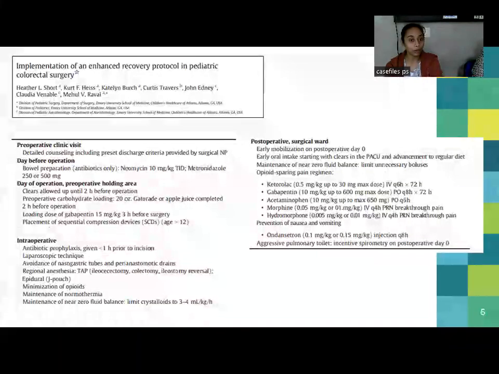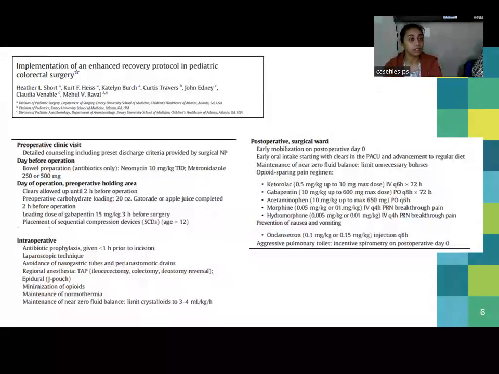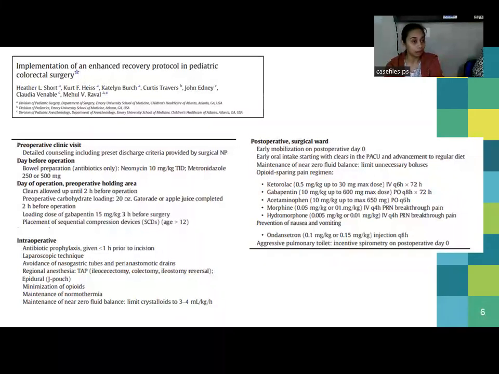However, we also go ahead with the ERAS protocol implementation for colorectal surgery even in pediatric populations, including intraoperatively a laparoscopic technique, which can be helpful along with adequate anesthesia. Post-operatively, early mobilization and early oral intake with clear fluids are also started, which again results in reducing the length of stay and overall morbidity for the patient.